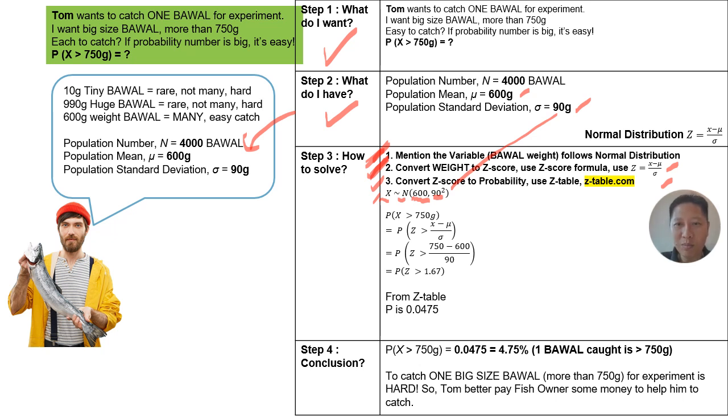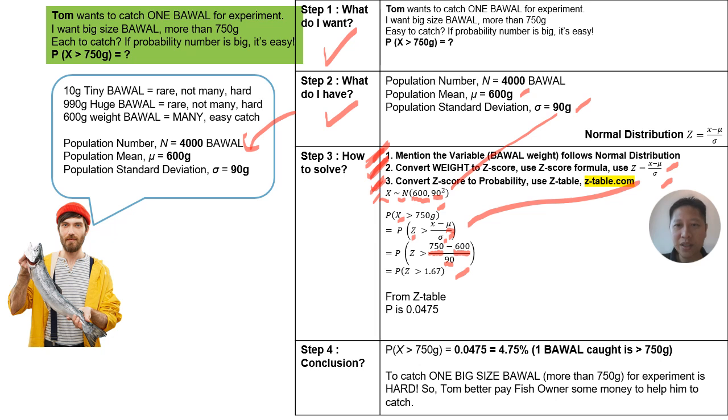Second, convert the weight to the z-score. So what we want is more than 750 gram. We have the weight. Now we want to convert the weight becoming the z, so we will write it and use this formula, the z-score formula. So x is what we want, 750 gram, and then mu is the population mean, and then sigma is the standard deviation. So later on we have our z is more than 1.67.